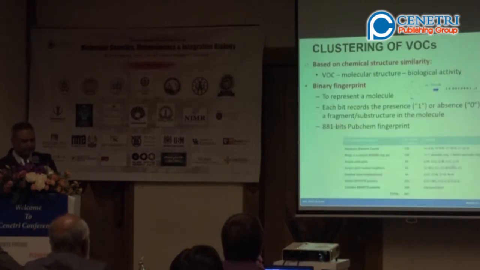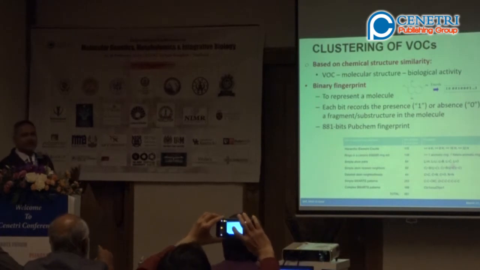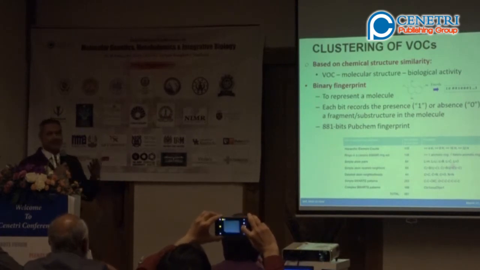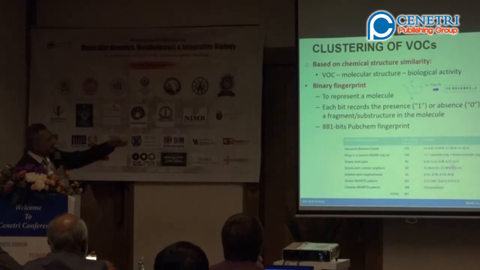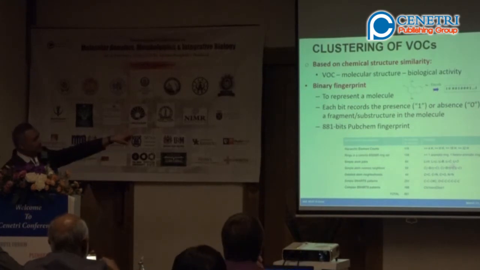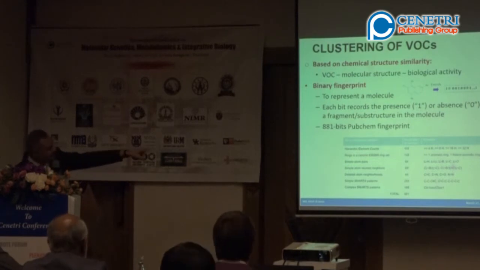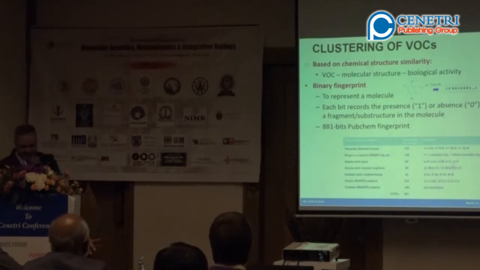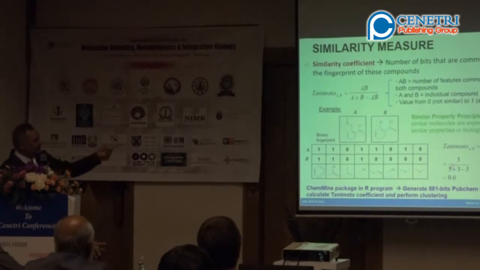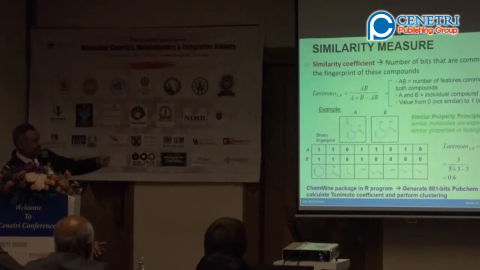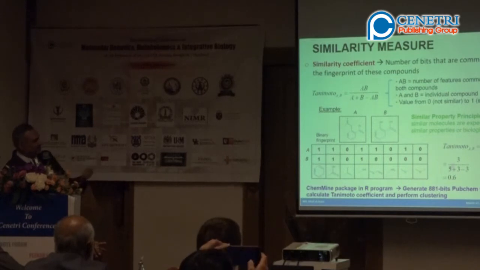And also, we tried to classify the VOCs based on their chemical structure. To do that, we represented each molecule's chemical formula of a VOC by a fingerprint. We used the 880-bit PubChem fingerprint, which consists of some structures like this. And when we have binary vectors, we can easily determine the similarity between them using the Tanimoto formula, which is something like this, the union and intersection of features.